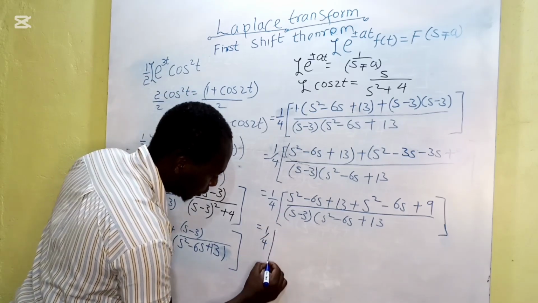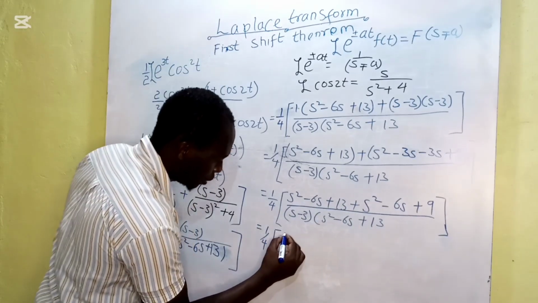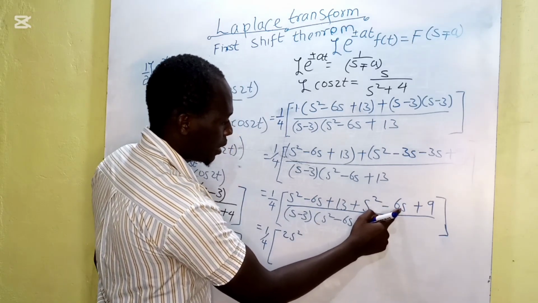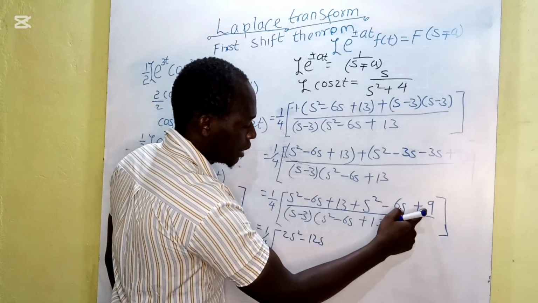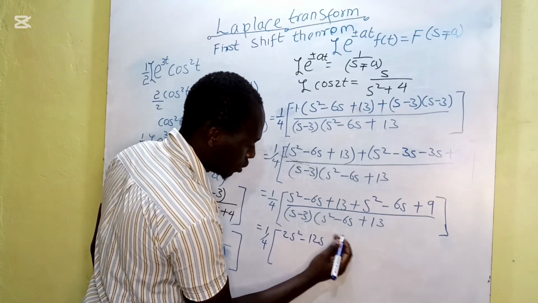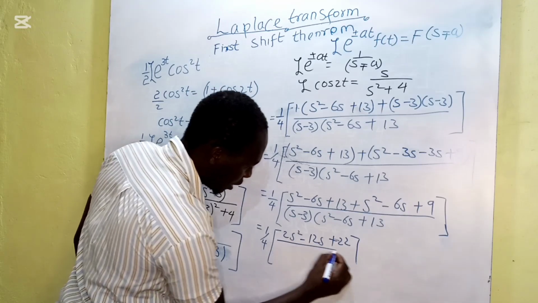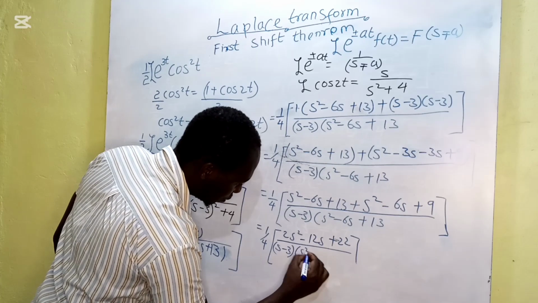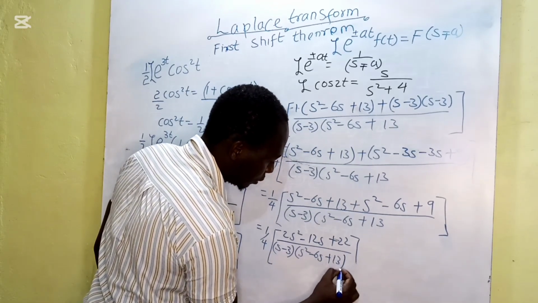A quarter into, here now, s we add to s, we are going to have 2s squared, negative 6, we add to a negative of 6, we are going to have a negative of 12s, and here now we are going to have 22. We add to 22. Everything will be all over s we subtract from 3 into s squared we subtract from 6s we add to 13.